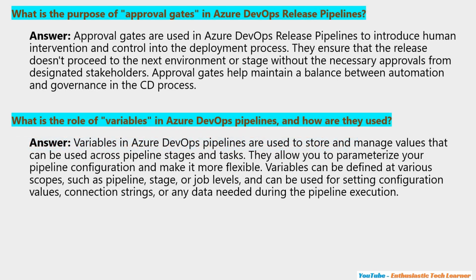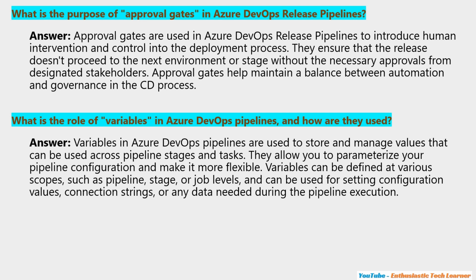What is the purpose of approval gates in Azure DevOps release pipelines? Answer: approval gates are used in Azure DevOps release pipelines to introduce human intervention and control into the deployment process. They ensure that the release doesn't proceed to the next environment or stage without the necessary approvals from designated stakeholders. Approval gates help maintain a balance between automation and governance in the CD process.